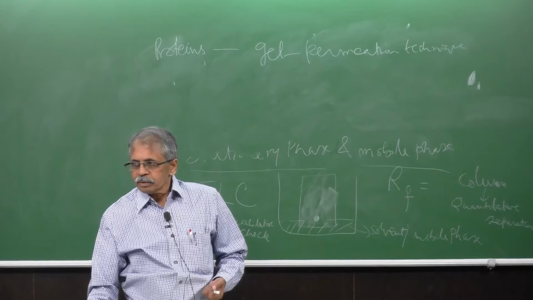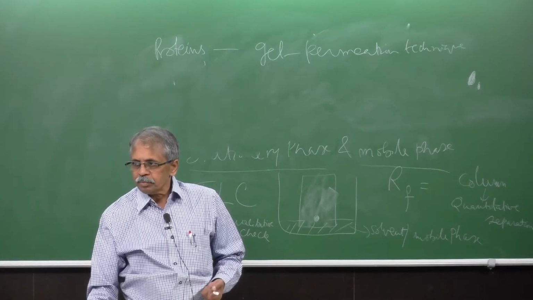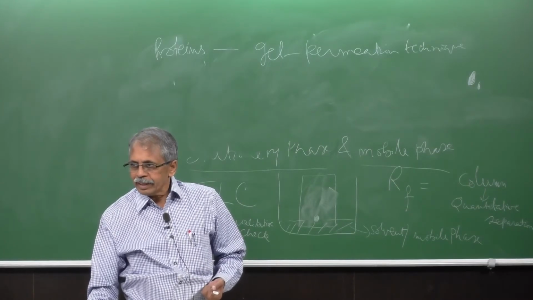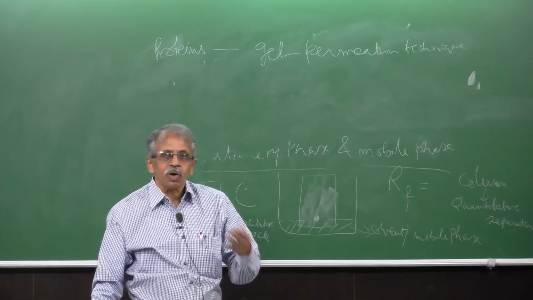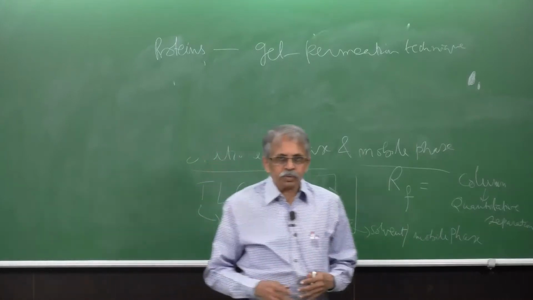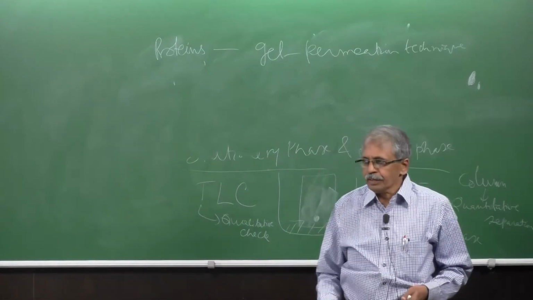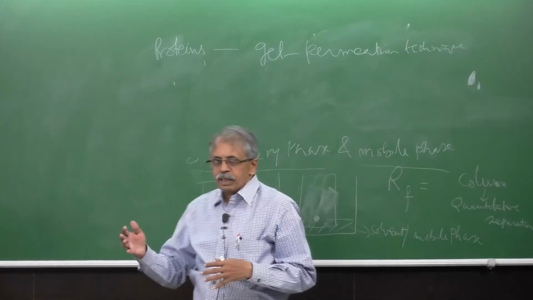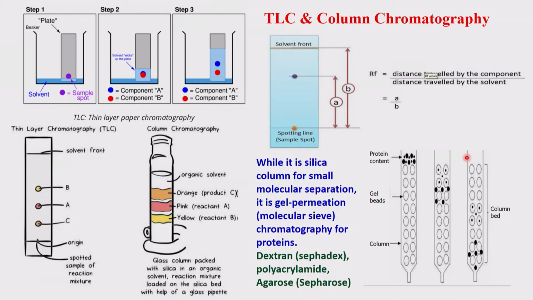Some of them get trapped, the smaller ones get trapped, and the larger ones come out. The larger ones which are not trapped move faster, so your rate of flow will differ. First you will get the bigger ones, which are not trapped. Later, as you keep eluting further, pushing it out, which is called elution, the smaller ones also come out. I hope you understand, it is the same kind of principle.